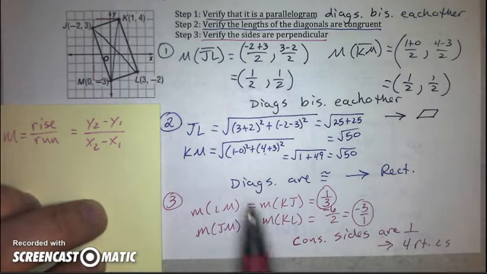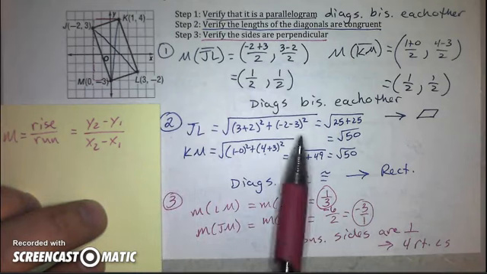All right. So to show that sides are perpendicular, use the slope formula. And to show the rest, we use these formulas.